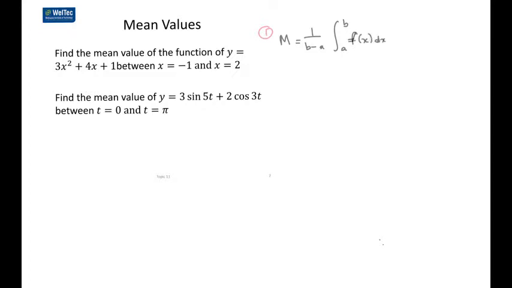And so we can do that straight away. So that's 1 over 2 minus 1, be careful there, of the integral between -1 and 2 of the function, which is 3x squared plus 4x plus 1 with respect to x. 1 over 2 minus 1 is 1 over 3 times the integral.